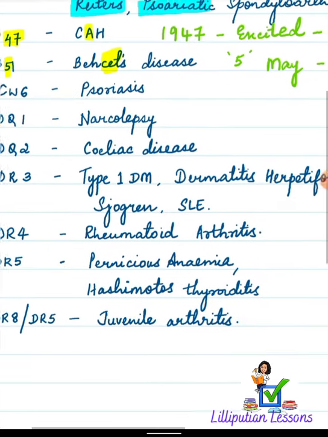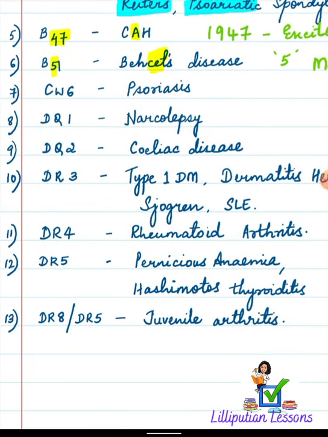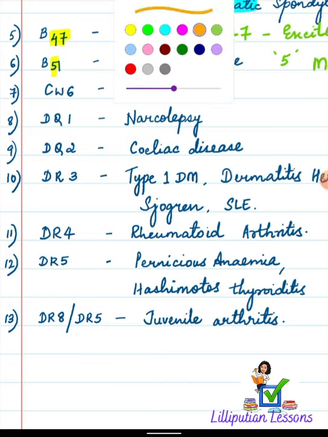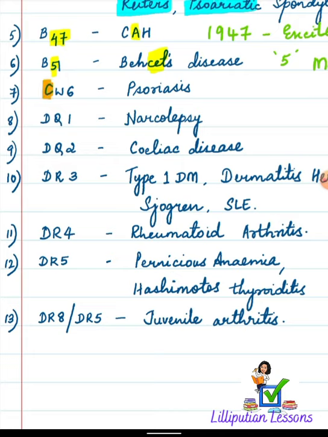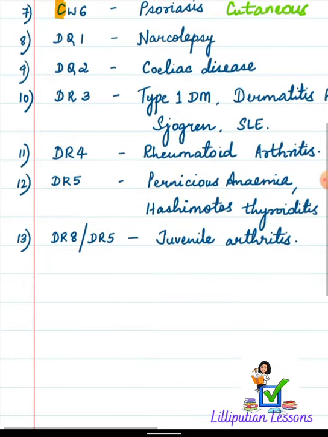Okay, then this CW6, you focus on this word C here. C is for cutaneous. Okay, so cutaneous, there's only one thing, and that is psoriasis. I'm sorry, for DQ1 I don't have any mnemonic. If you find any mnemonic, then let me know in the comments below so we can update this.